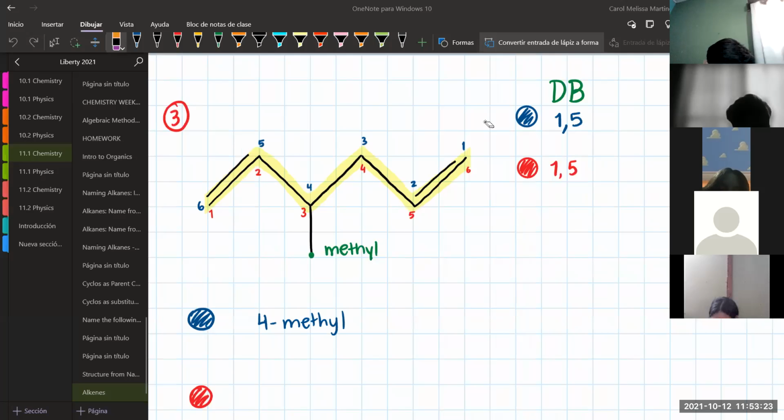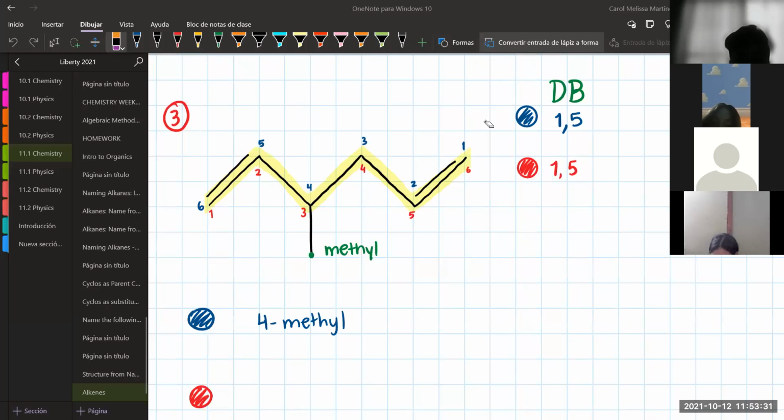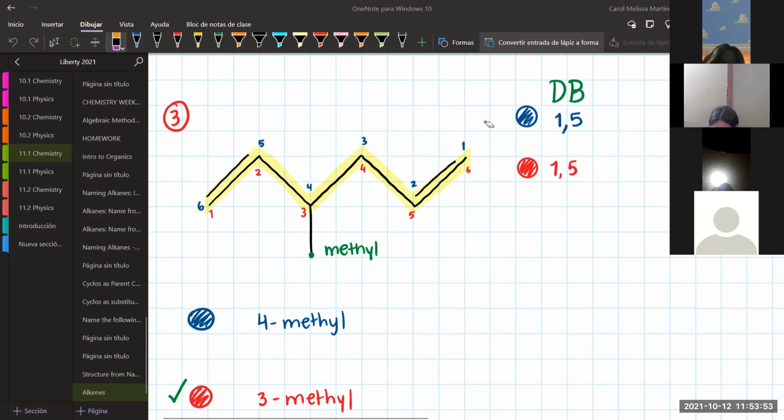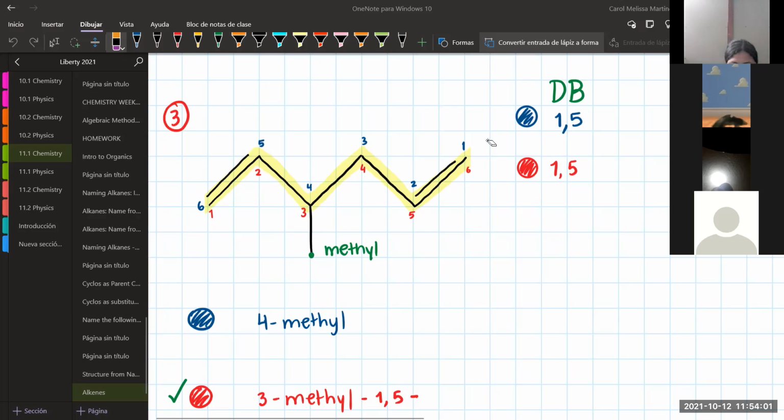This parent chain is amazing. You're going to love it. But if you do the red path, it's going to be 3-methyl. So, according to the ideas that I've been telling you on how to name, the red arrangement is better. So we're going to focus on the red arrangement. Okay, we have 3-methyl and the double bonds are located in the position 1, 5. So this is important that you pay attention to.